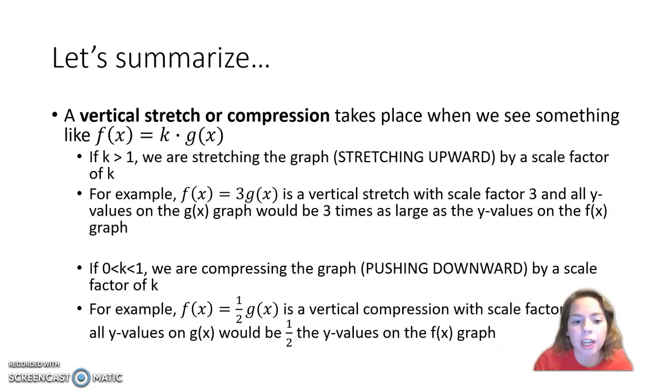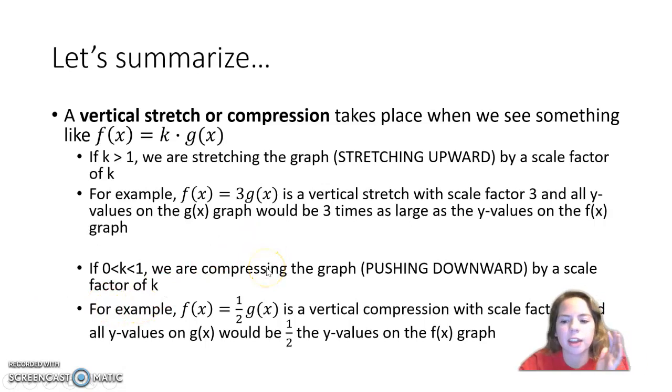On the other hand, if you have a k value that's in between 0 and 1, then the graph is being pushed downward. We call that a vertical compression. So that's where I'll call it pushing downward. And again, that's when the k value is in between 0 and 1, like a proper fraction, 1/3, 1/2. That'll cause the graph to be compressed.